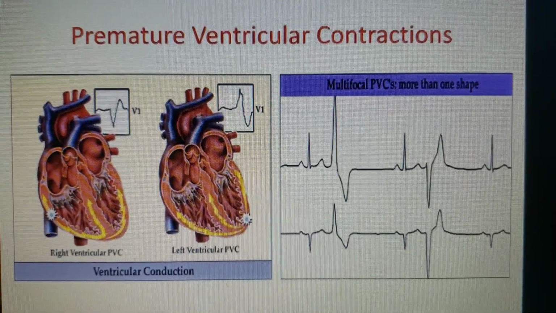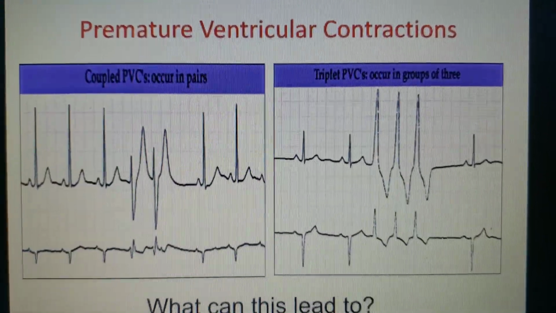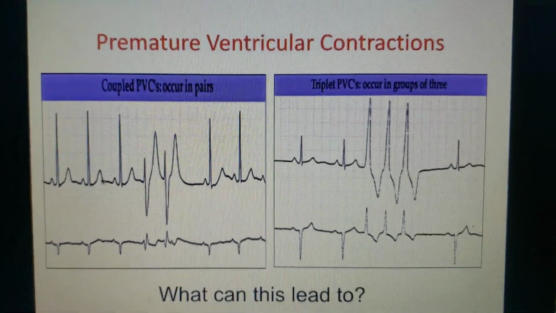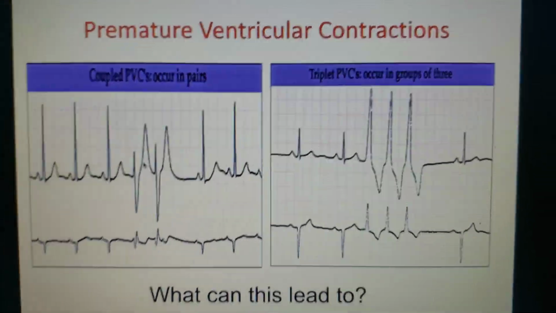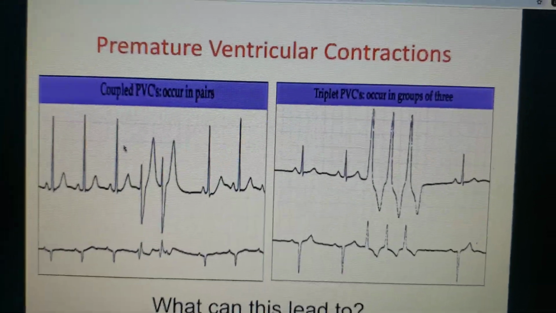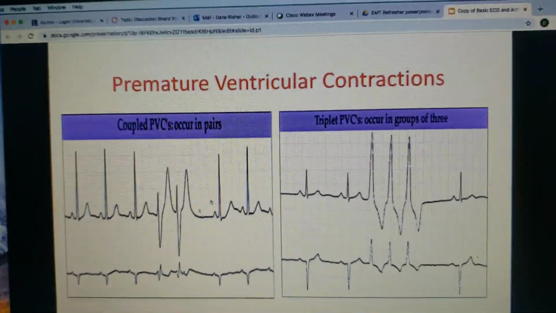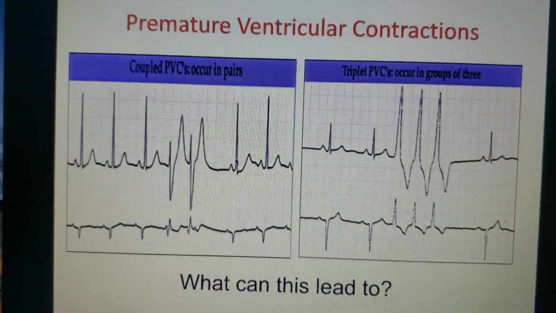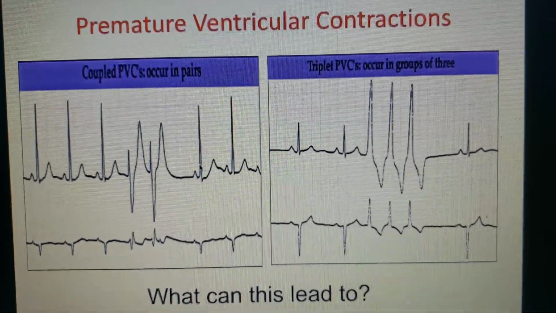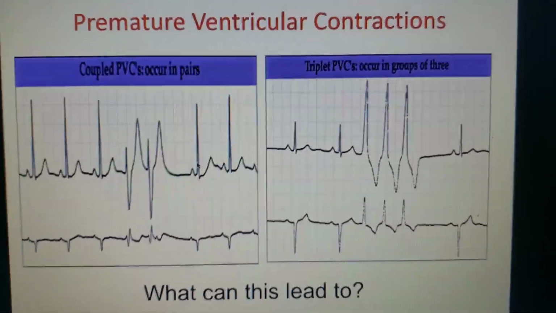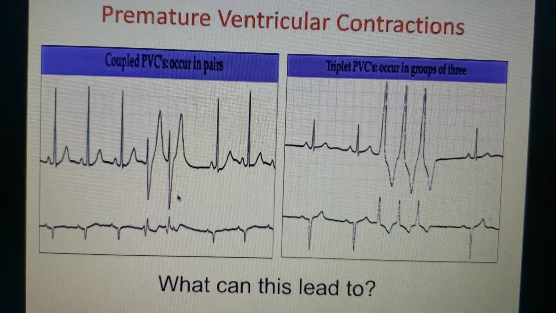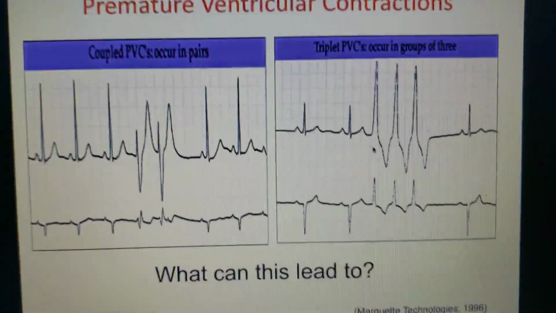Okay, then you can also have coupling and triplets. So coupled PVCs means that you have two in a row. So I have a normal rhythm, and then all of a sudden I have two PVCs in a row. Different from bigeminal. Bigeminal is every other beat. Coupled is the two PVCs are happening together. Okay. Then you have triplet where you have three happening together.